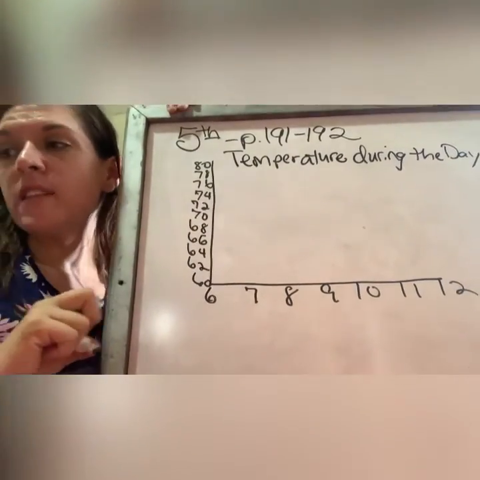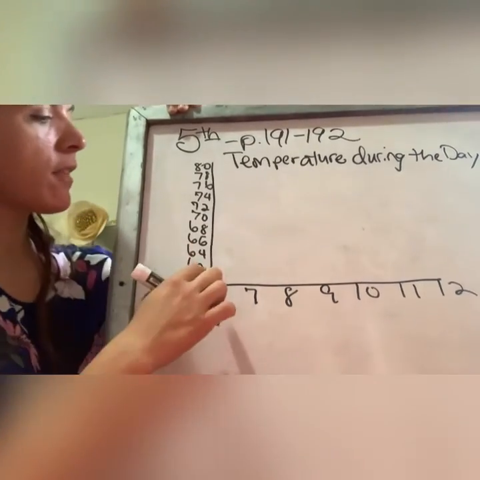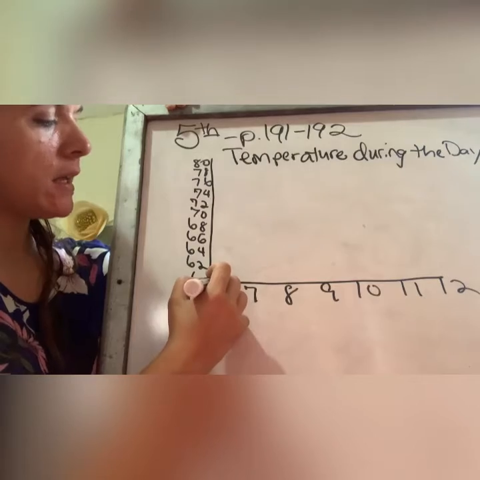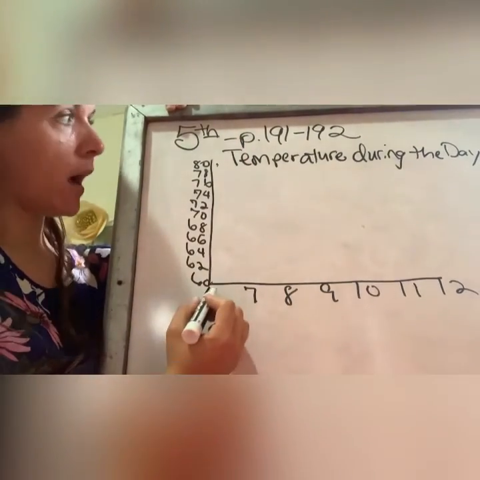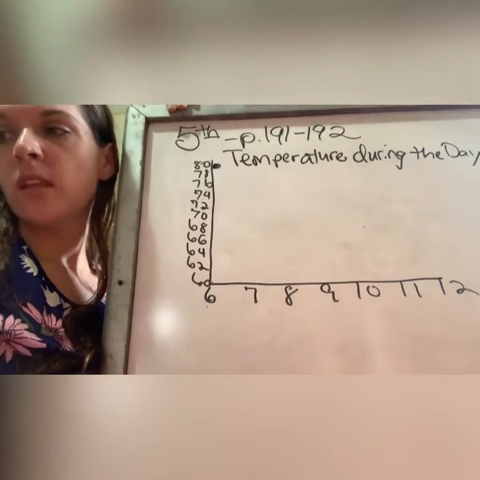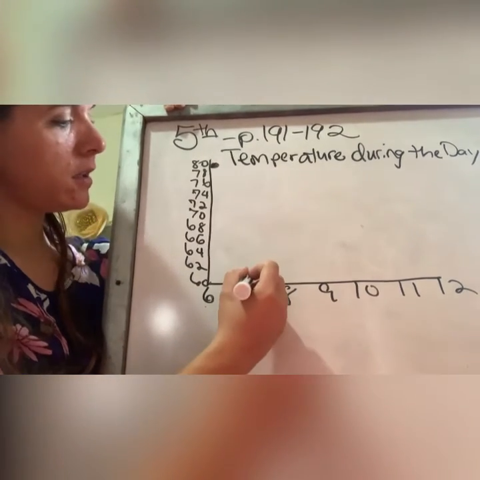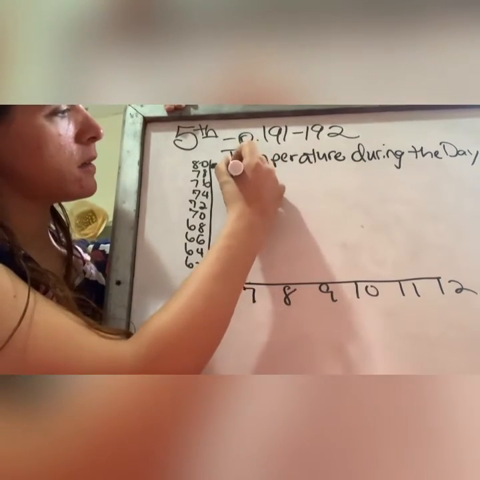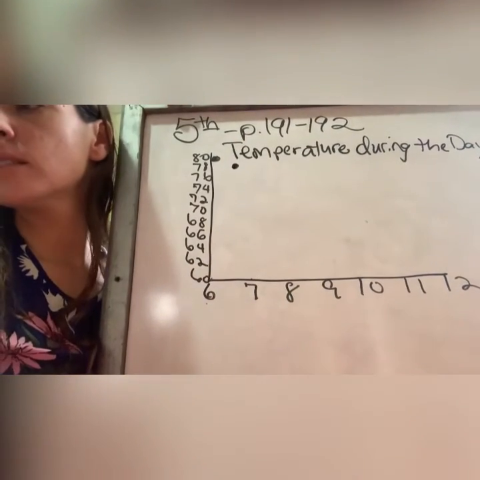Okay, if you look at the graph, it says 6 p.m. was what temperature? 80. Well, good. They already have that for you, so we're going to go up and do it. 6 p.m. was 80. So you look at the 6 p.m. and you go up to 80. And you put your dot. Okay? Then you look at 7 p.m. and it was 79. So you go halfway between 78 and 80 and you put your dot.